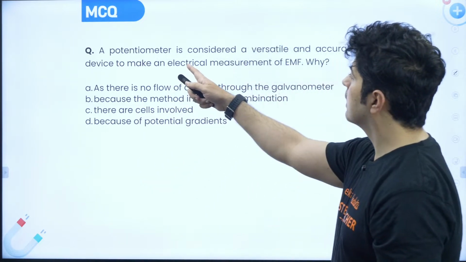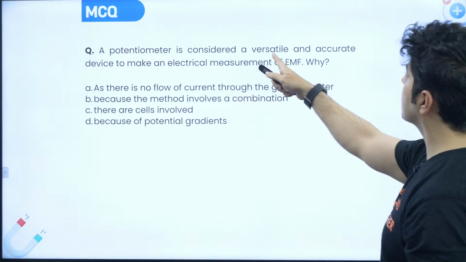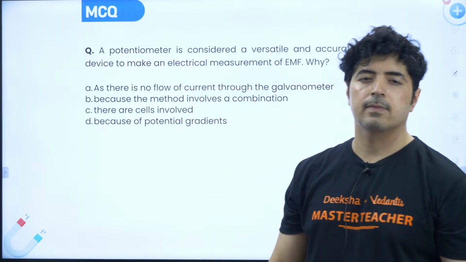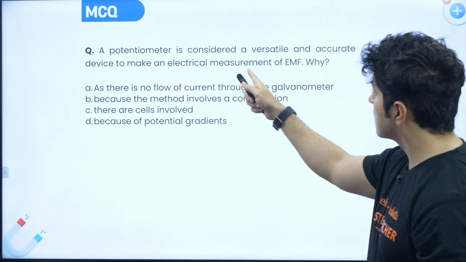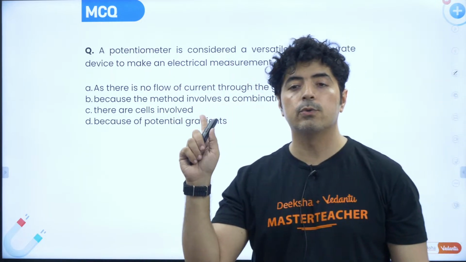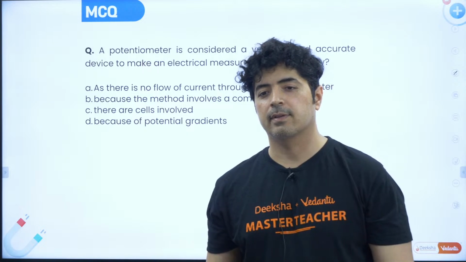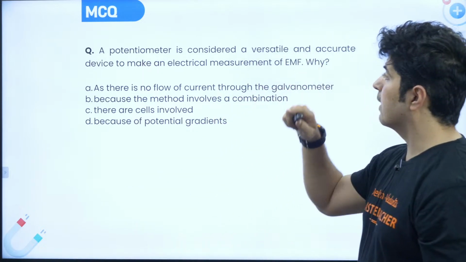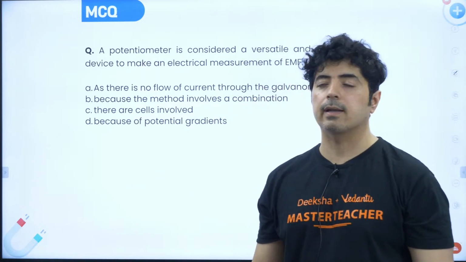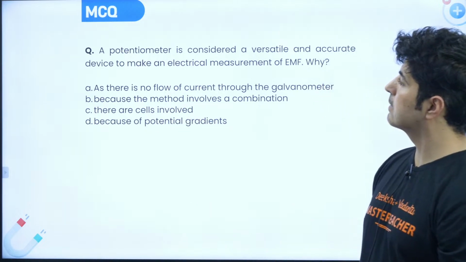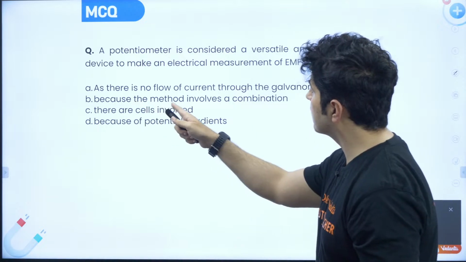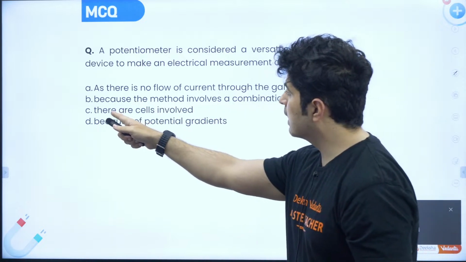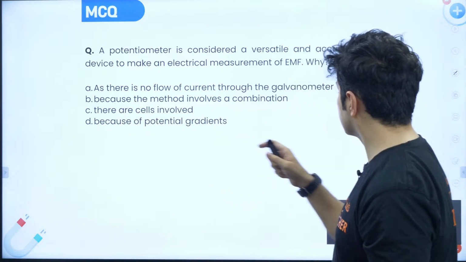The potentiometer is considered a versatile and accurate device. Actually, it is used to make an electrical measurement of EMF. So it is used to measure the EMF. Why? What is the reason behind that? There are 4 answer choices. Because the method involves a combination, there are cells involved because of potential gradient.